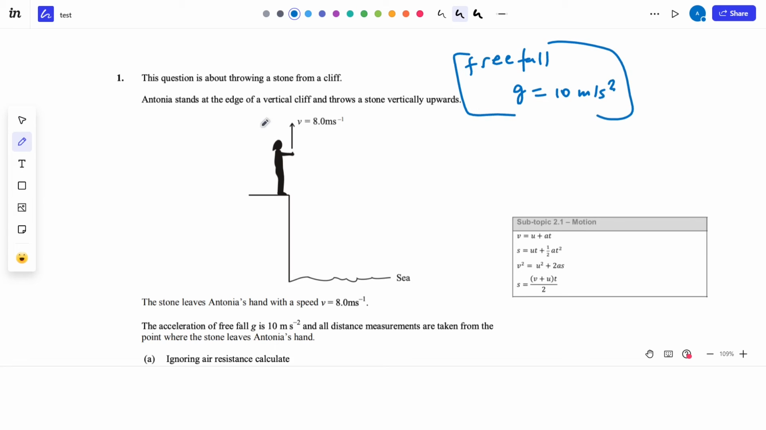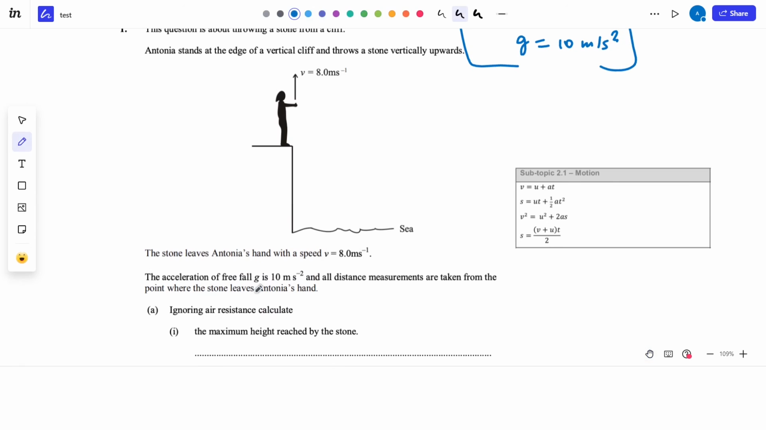Antonia stands at the edge of a vertical cliff and throws a stone vertically upwards with v equal to 8 meters per second. The acceleration of free fall, g, is 10 meters per second squared, and all distance measurements are taken from the point where the stone leaves Antonia's hand. Ignoring air resistance, calculate the maximum height reached by the stone.